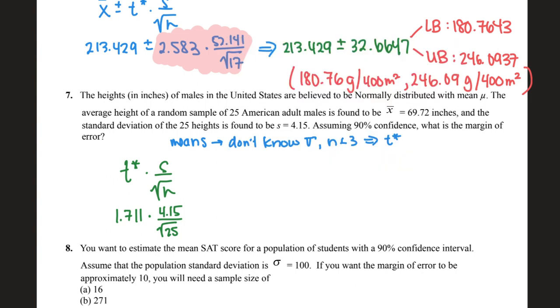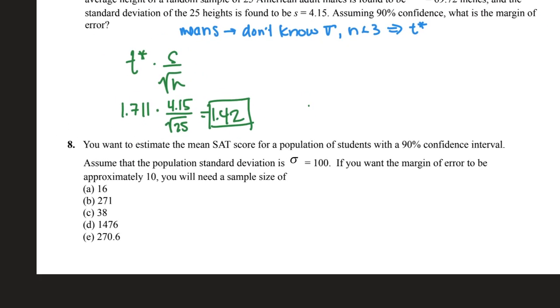All right, number 8 says you want to estimate the mean SAT score for a population of students with 90% confidence.